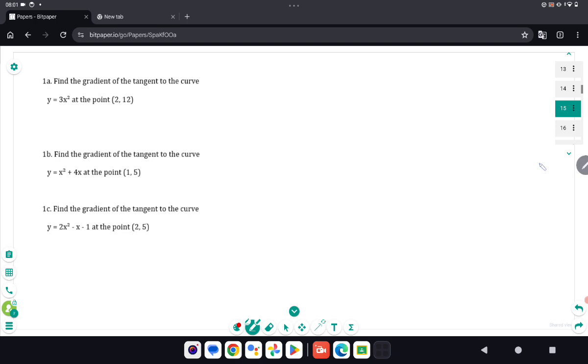Okay, have a go at these questions now, please. Find the gradient of the tangent to the curve at the following points. Maybe put me on pause, have a go, and unpause when you're done to see if you're correct.